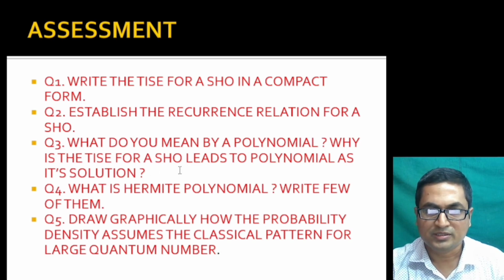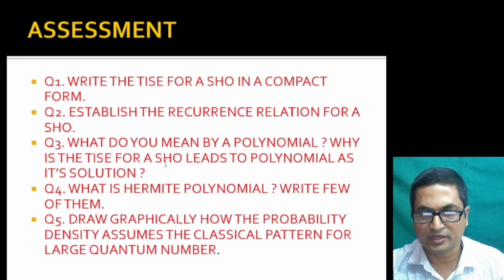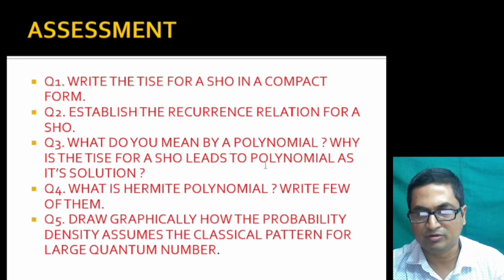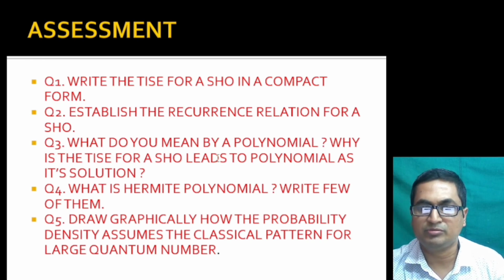And why does the time independent Schrödinger equation for this LHO lead to a polynomial? Because we don't get a well-behaved wave function. We see that our wave function becomes e to the power xi squared by 2, and only for a restriction, that lambda equal to twice n plus 1, as well as cutting out the infinite series to a polynomial, gives us solutions. What is a Hermite polynomial?